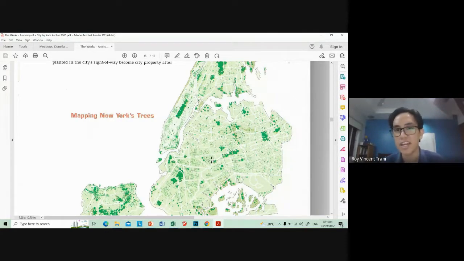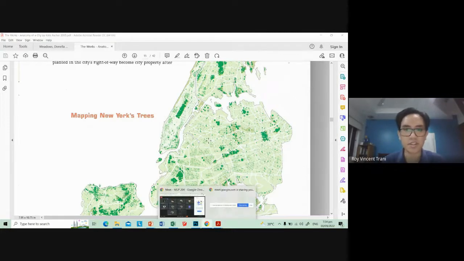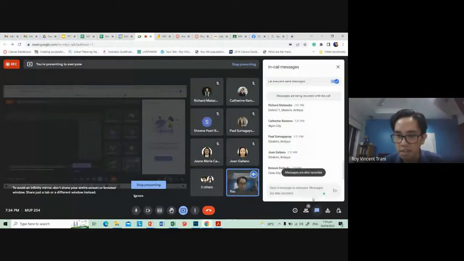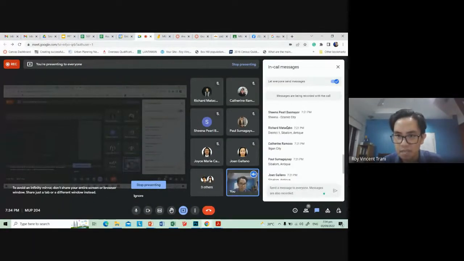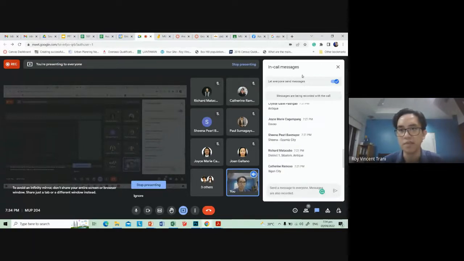So this could be a very big player in sustainability for Philippine cities, especially in places like Antique and where was the other students from? Let me go over here. We got Antique, we got Iligan, Cebu, Osamis, Davao.